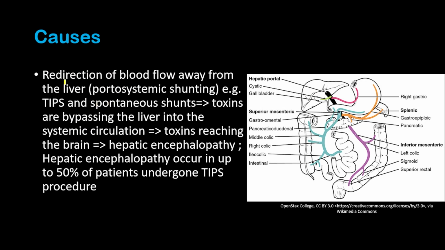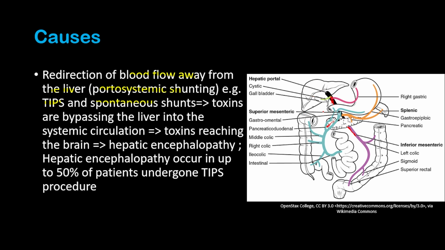Now, it is also caused by the redirection of blood flow away from the liver in portosystemic shunting, for example, in the transjugular intrahepatic portosystemic shunt or in spontaneous shunts. So, in this case, the blood does not go in its normal path of going through the inferior mesenteric vein and the superior mesenteric vein into the portal vein and into the liver, but it goes through a different way.